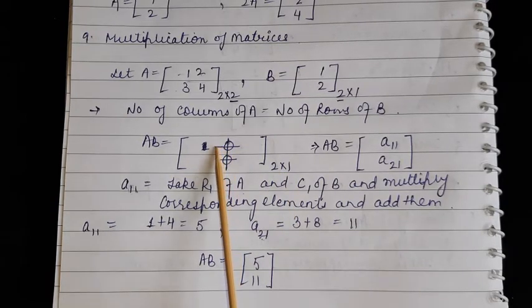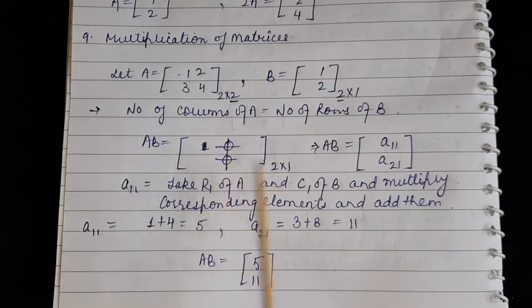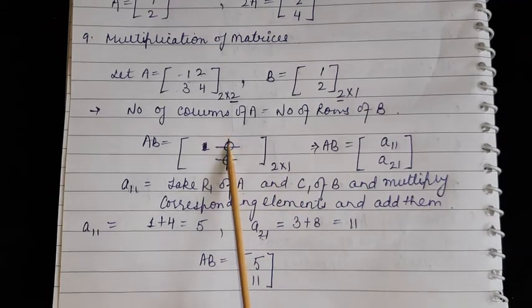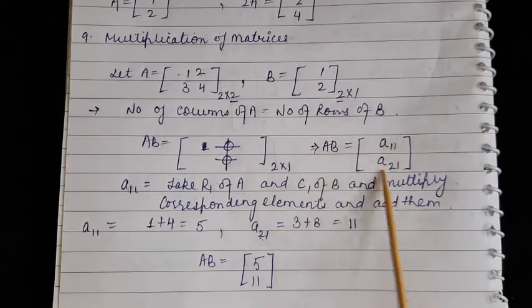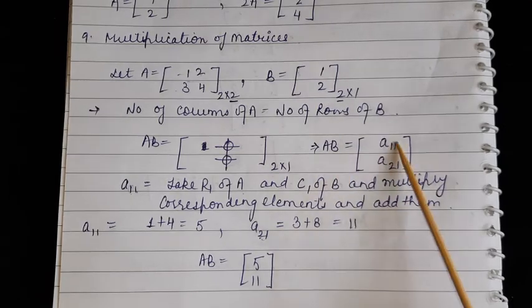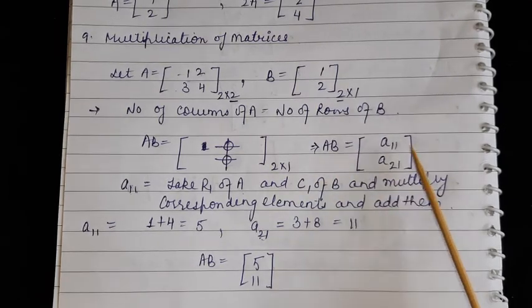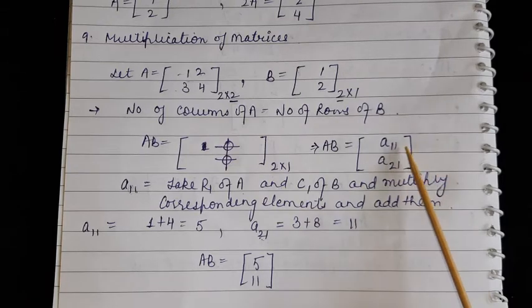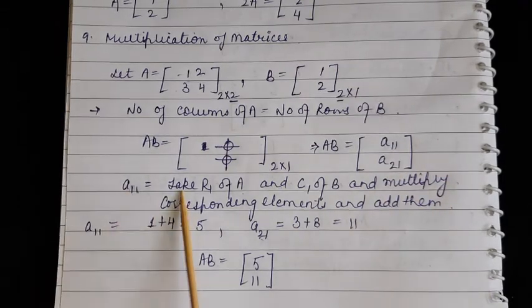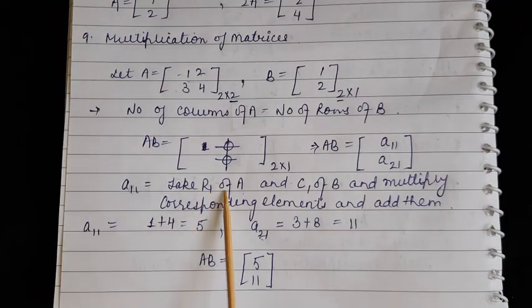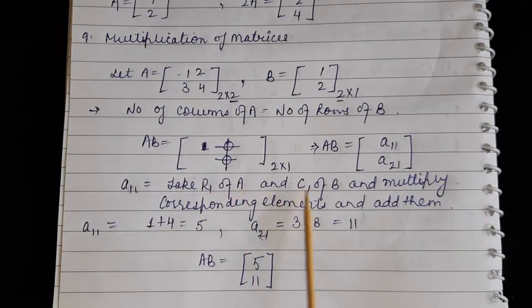Two rows basically means 2 horizontal lines, and 1 column means 1 vertical line. These intersection points are the elements. So AB will look like this. AB will have two elements, A11 and A21. Now we'll see how to calculate A11. For A11, we will take R1 of A and C1 of B.